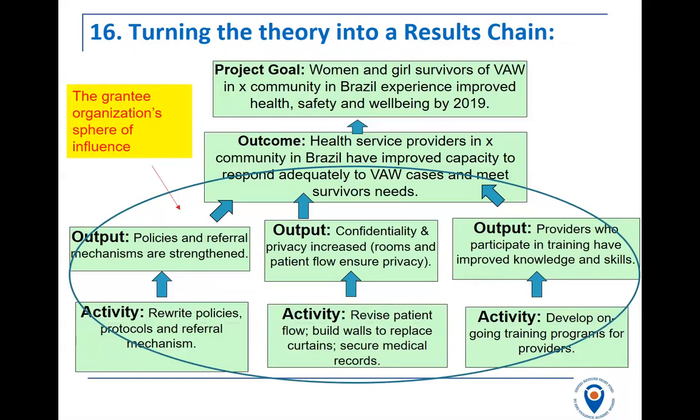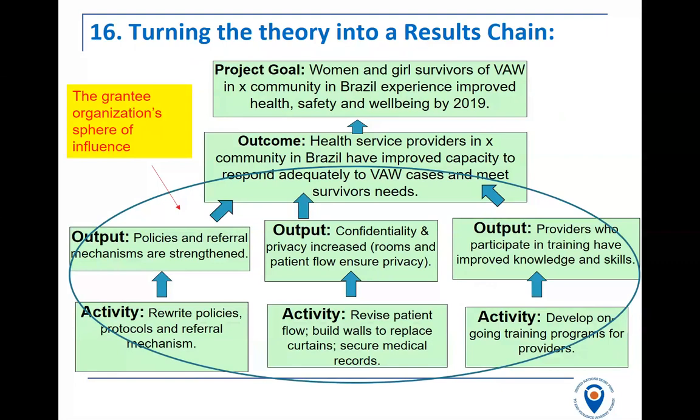So how will they improve the capacity? Capacity is something that's hard to define, and your outputs should help define that. To improve the capacity of the service providers, they decided to work on 3 outputs. Perhaps in the first year of the project, they're going to help health service providers put in place policies and referral mechanisms so that women and girls can be referred to the correct service providers.